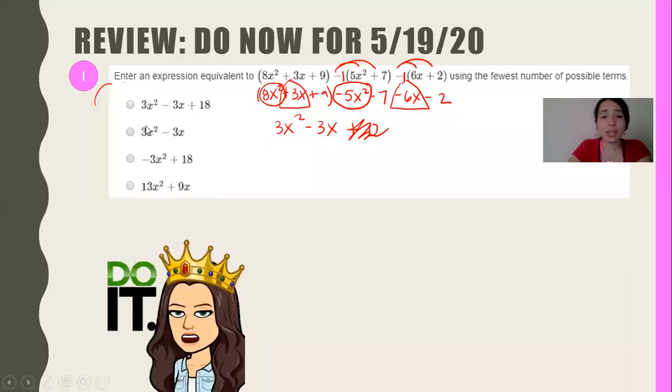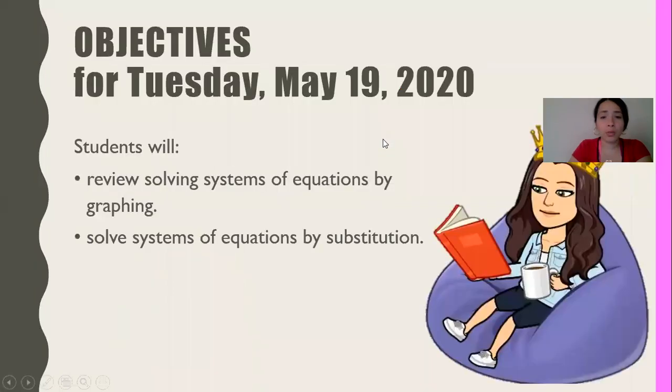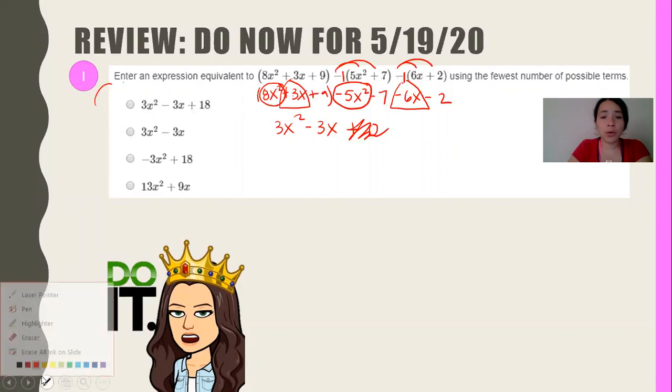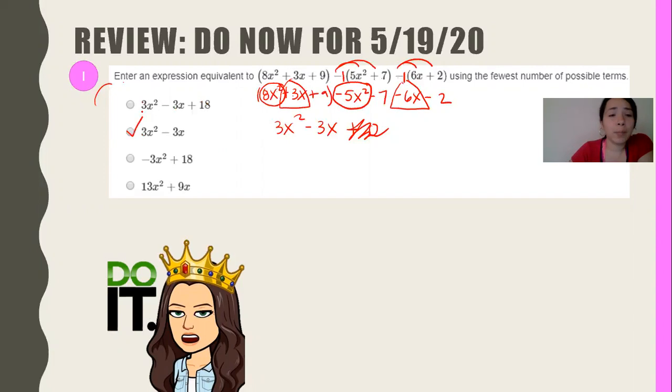You select that second option, but when you go back and do the do now, if you haven't done it or want to correct it, make sure you look for the right option, because I think I set it so the options scramble around and move. You have to make sure it's 3x squared minus 3x.